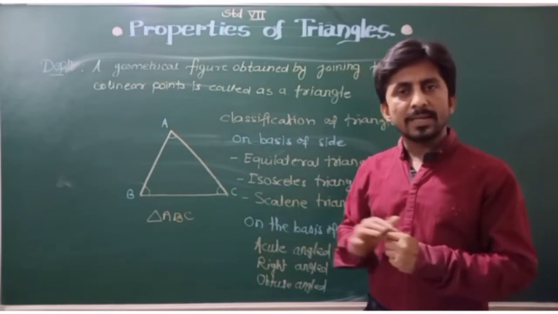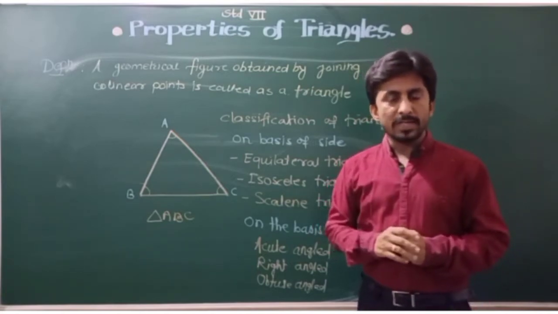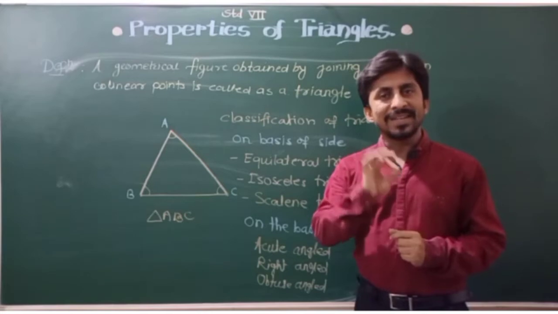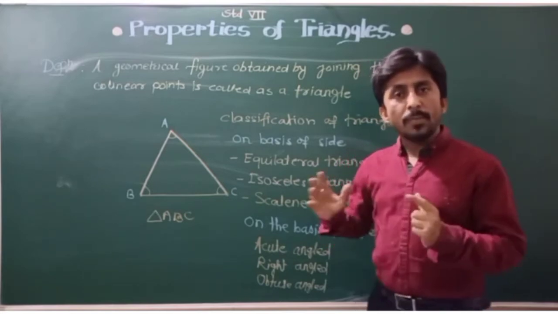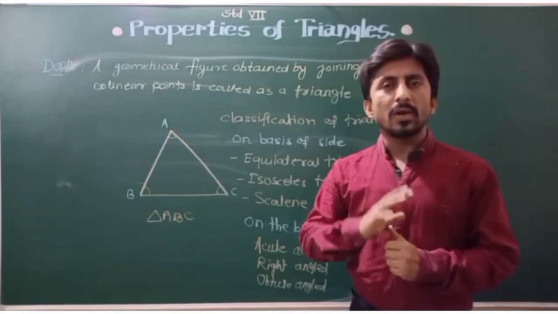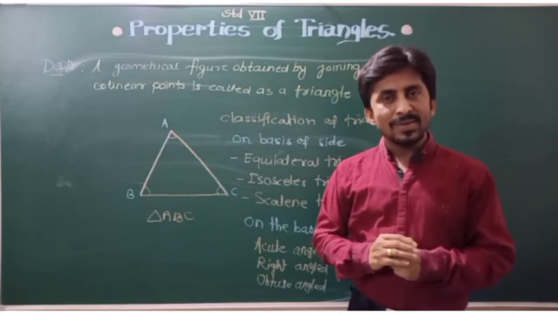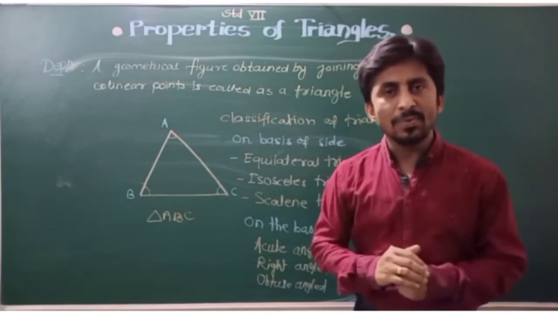Now come to right angle triangle. In the right angle triangle, one angle of the triangle will measure 90 degrees. And obtuse angle triangle, in an obtuse angle triangle, one angle of the triangle will measure more than 90 degrees. Okay. So this you understood.